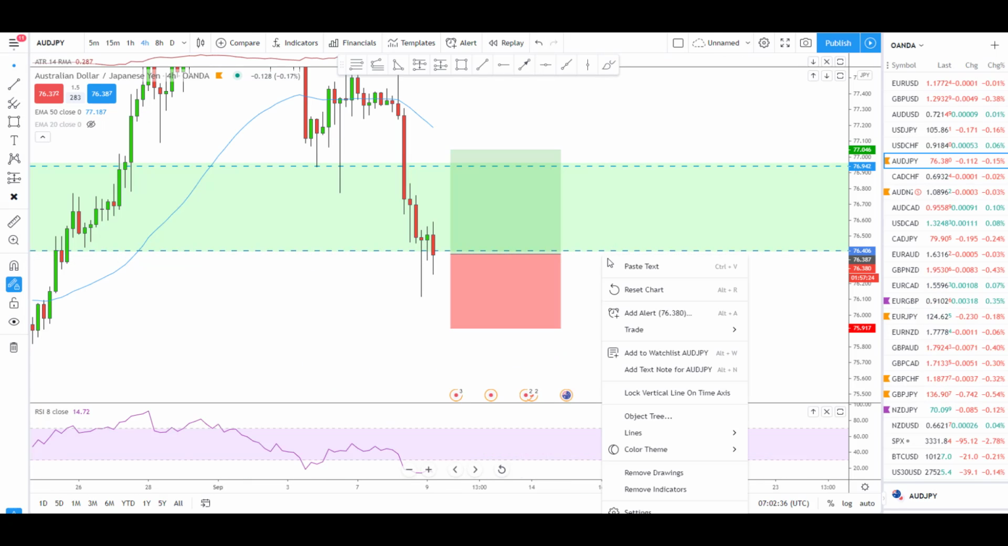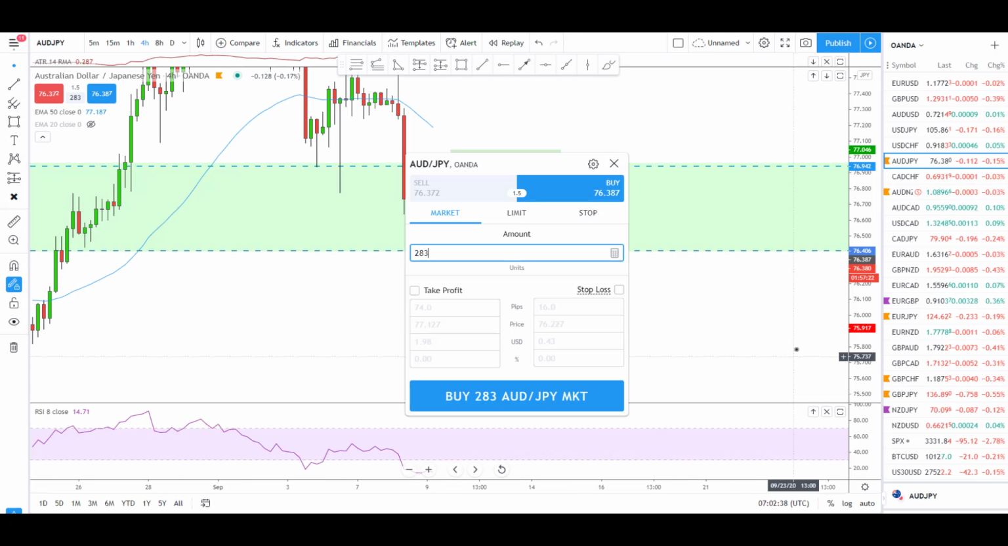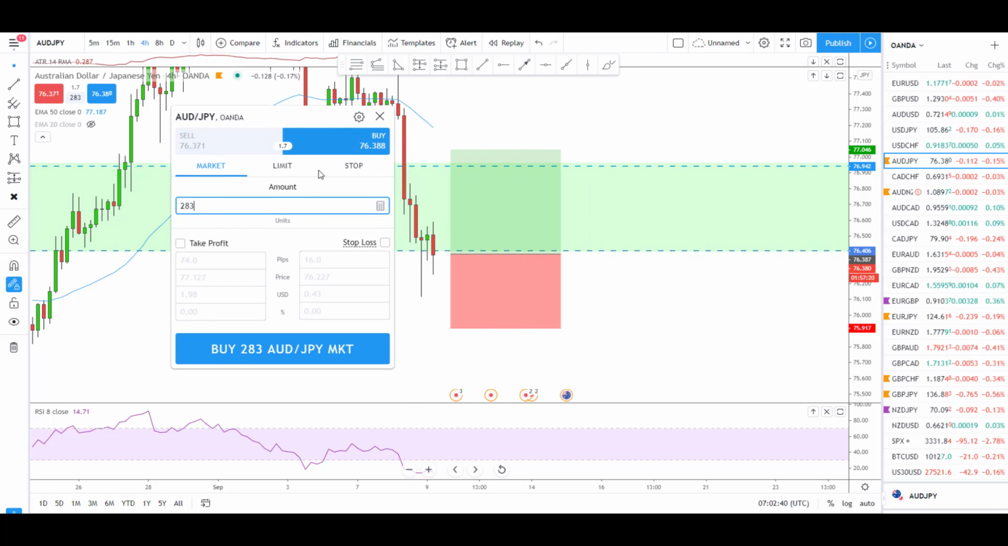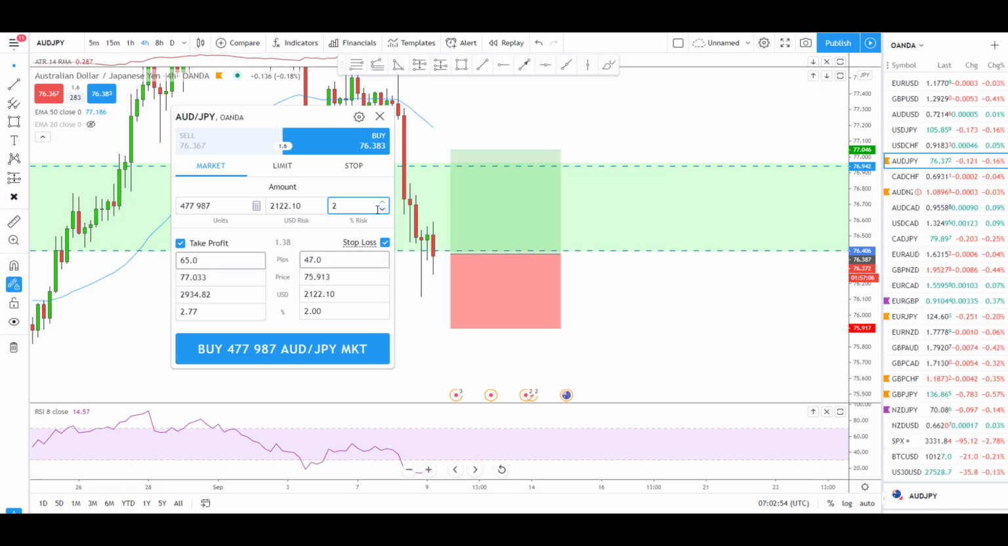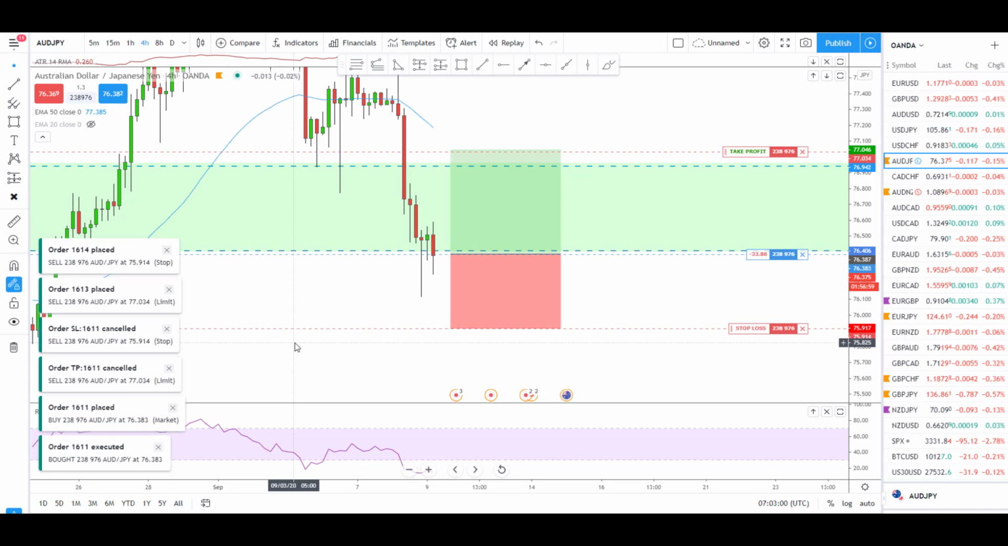All right, traders, so here we have a nice trade based on top-down analysis and a couple of other factors on the Aussie Yen. I'm going to go ahead and place this order. It's going to be a market order. I'm going to put in my take profit and stop loss. The stop loss is 47. Our take profit is 65. And I want to be risking 1% on this trade. Oop, not 2%, 1% on this specific trade. All right, so now we can go ahead and place the order, and there we go.